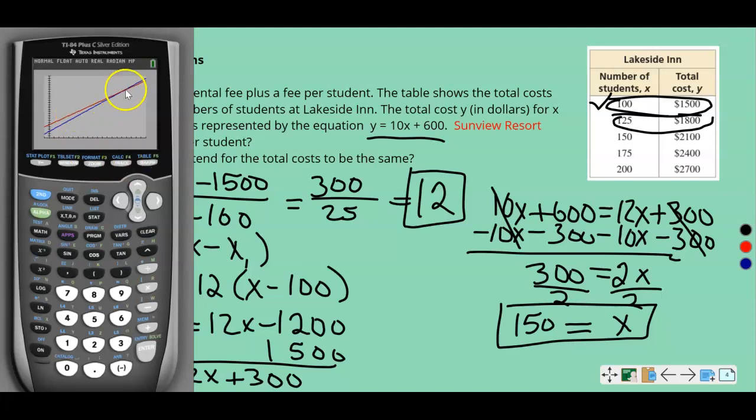All right, so you can see where they cross right here. And you can see this one says the blue line is 300, so it's exactly what I was saying. This one's going to be cheaper.